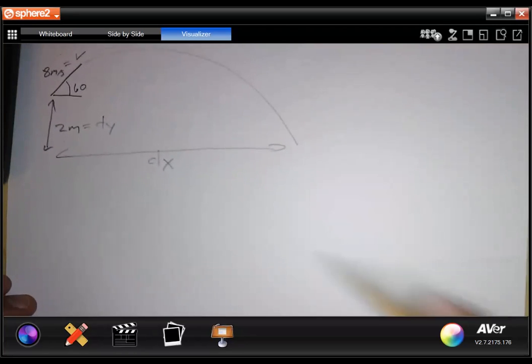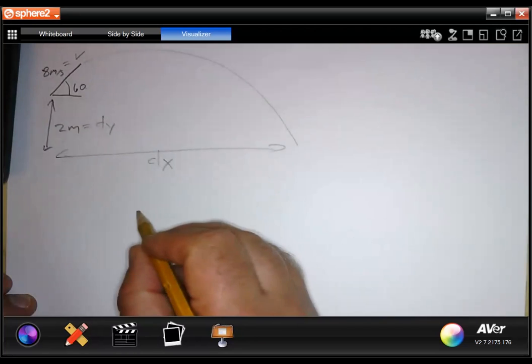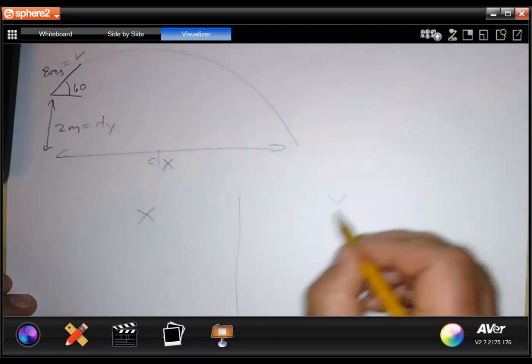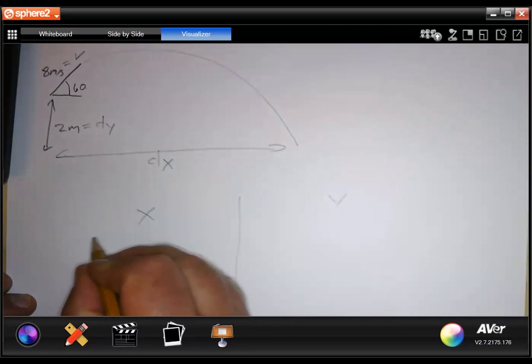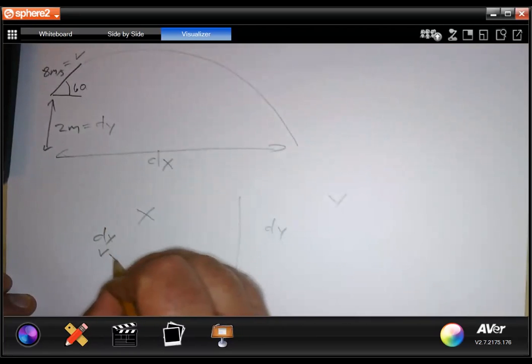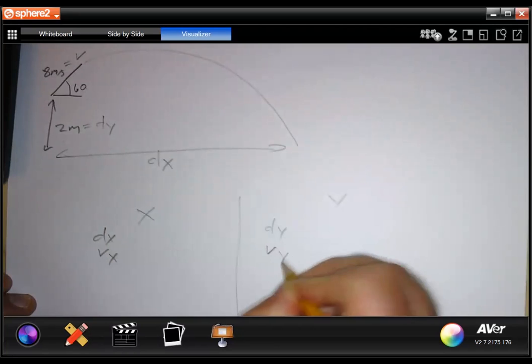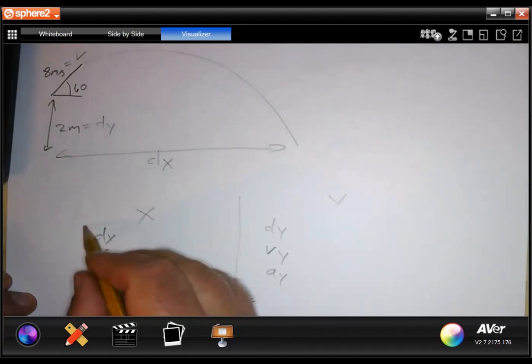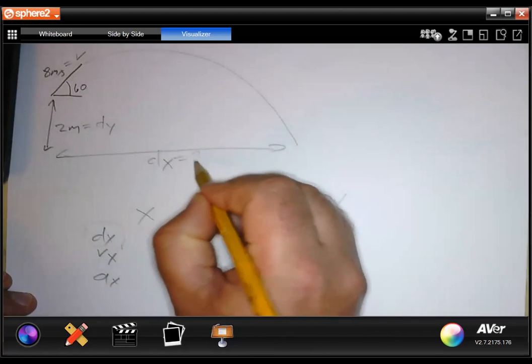One way to do this is to take all of our x's and all of our y's and separate them into two completely different situations. So we have distance in the x, distance in the y, velocity in the x, velocity in the y, acceleration in the x, acceleration in the y. And then the one thing that ties these two together is time. If those are the pieces of the puzzle we're trying to fit together, remember this is our key one, that's what we're trying to solve for.